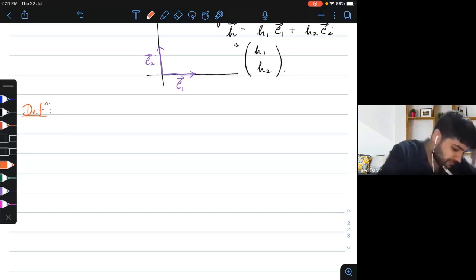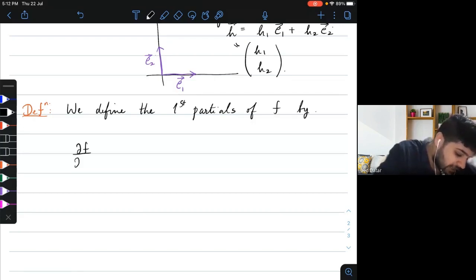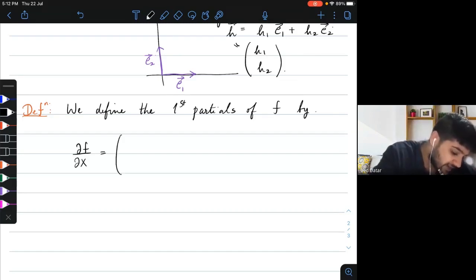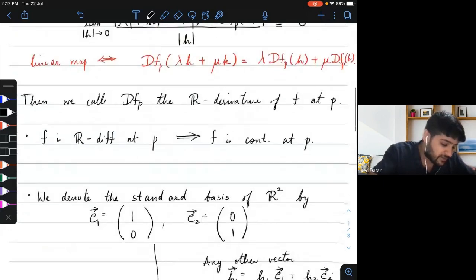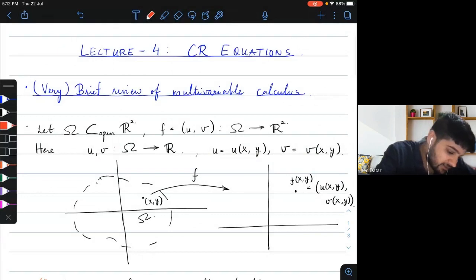So we define the first partials of f by, so I'll denote this by del f by del x, but remember f itself is a vector valued function. So what this actually is, this is basically del u by del x and del v by del x. Okay, because u and v were basically the components of f, right?